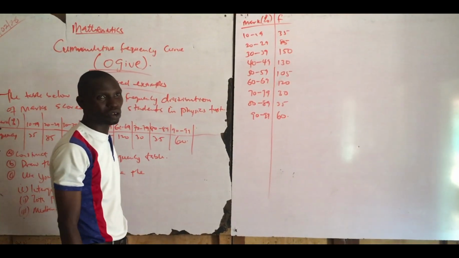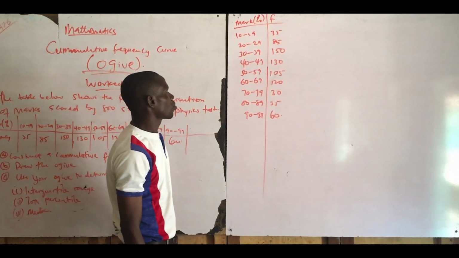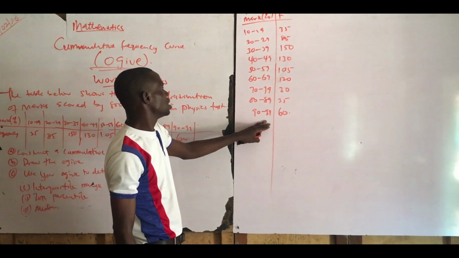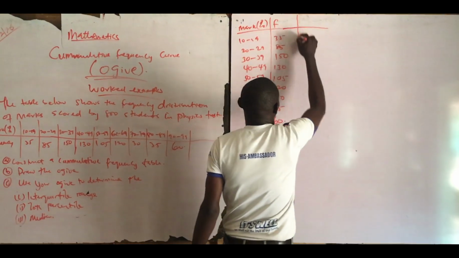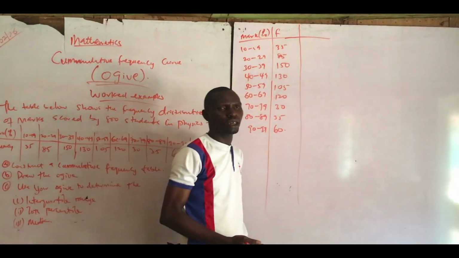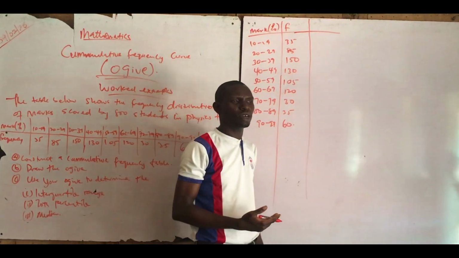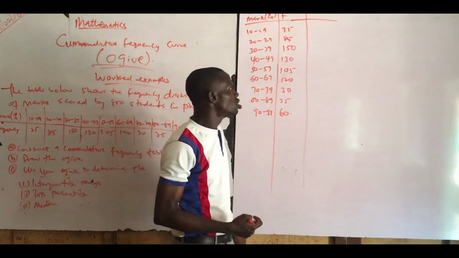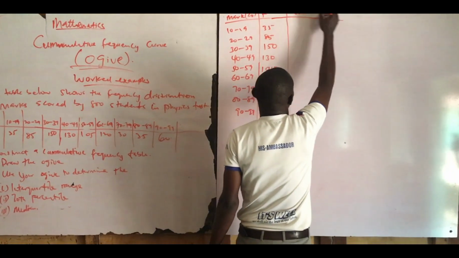Please, let's concentrate. I'm going to give you an assignment, and I will not play with it. We are taking this information now. The next thing for you to do is to get your class boundary. Don't forget, for your cumulative frequency, you need class boundary against cumulative frequency.